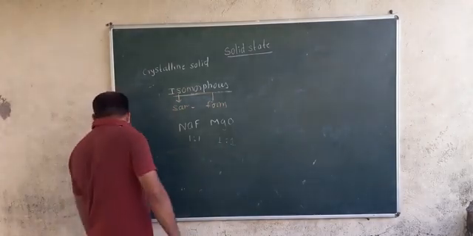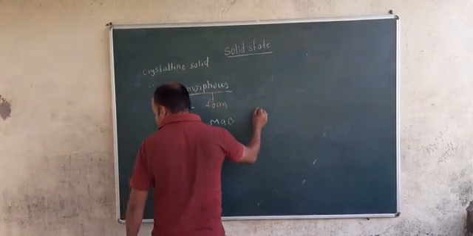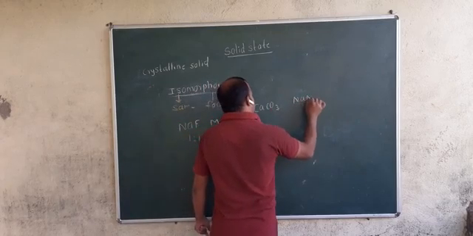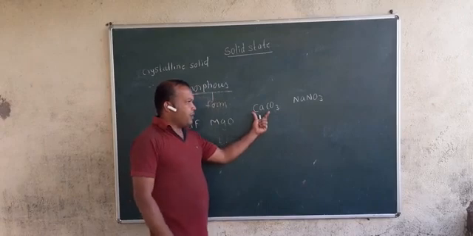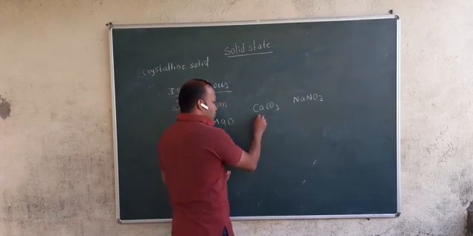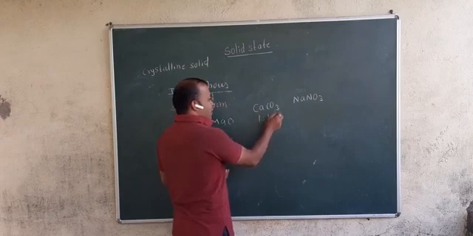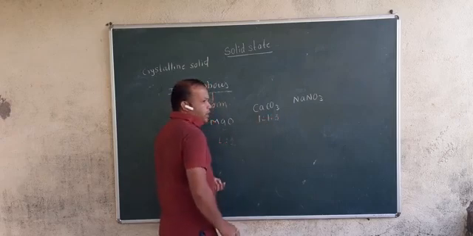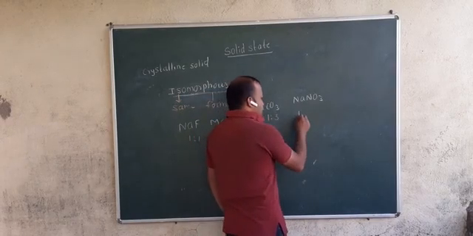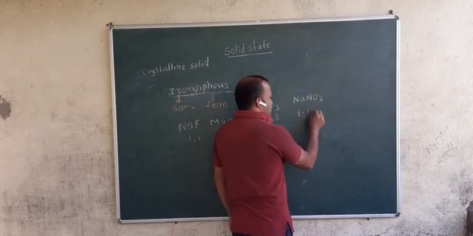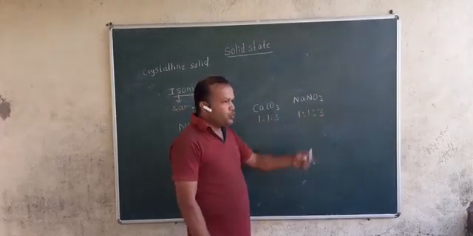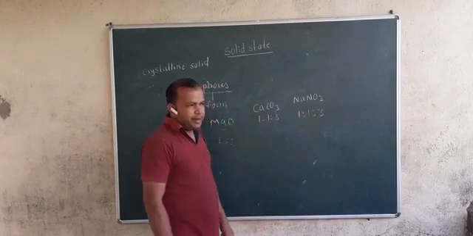We will take another example, that is CaCO3 and NaNO3, that is calcium carbonate and sodium nitrate. What is the atomic ratio? How many calciums can you see? 1. How many carbons? 1. How many oxygens? 3. So its atomic ratio is 1:1:3. What is the atomic ratio in sodium nitrate? Sodium is 1, nitrogen is 1, and oxygen is 3. So its atomic ratio is 1:1:3. And these two are isomorphous of each other, and they have the same atomic ratio.